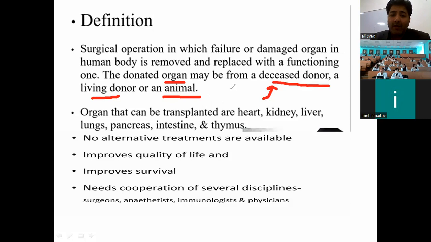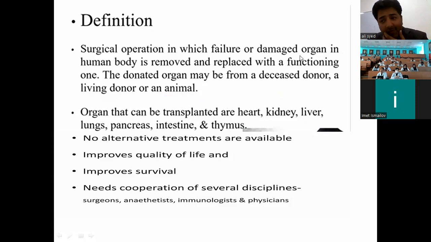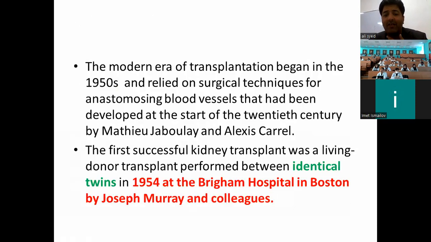Okay. So you can take the donated organs from a deceased donor, a living donor, or animals also. Organs that can be transplanted are heart, kidneys, liver, lungs, pancreas, intestine, and thymus gland, etc. Okay. So these are the organs which can be transplanted. Now coming into the history of transplantation. So what is the history of transplantation?